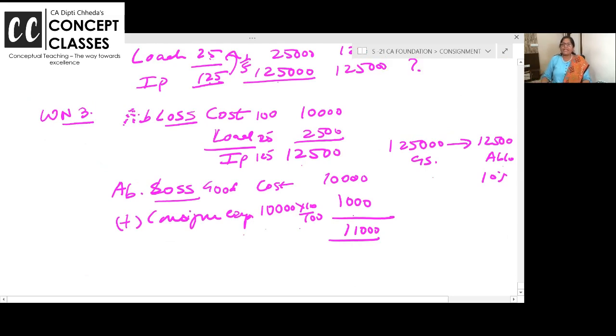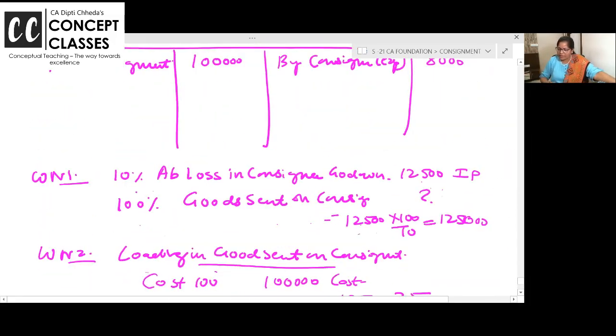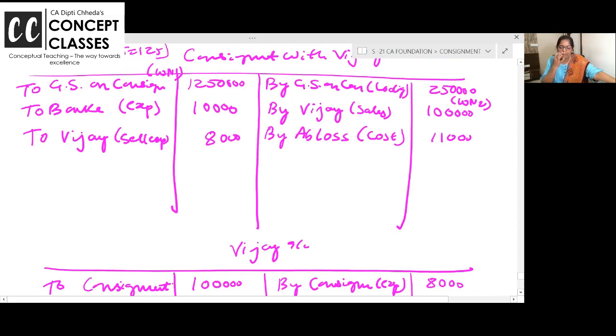Working note 3 is clear. The cost of abnormal loss is 10,000 plus consignor's expense. Is anyone in the class confused? Why didn't I take the consignee's expense of 8,000? Because they are related to sales. In abnormal loss, you cannot add selling expense, only non-recurring expense. Done. 11,000.